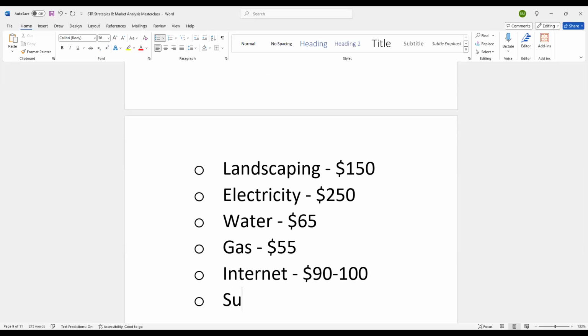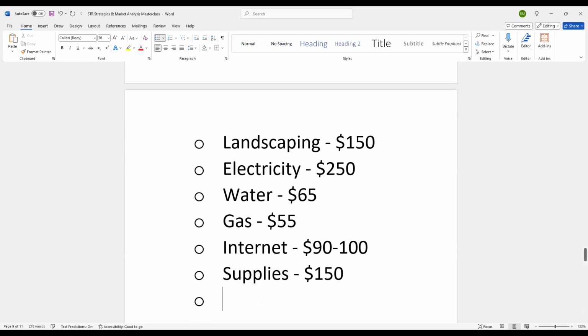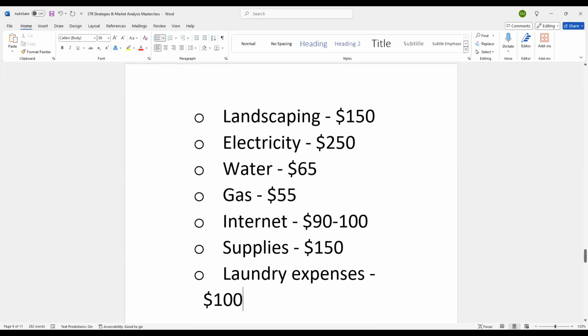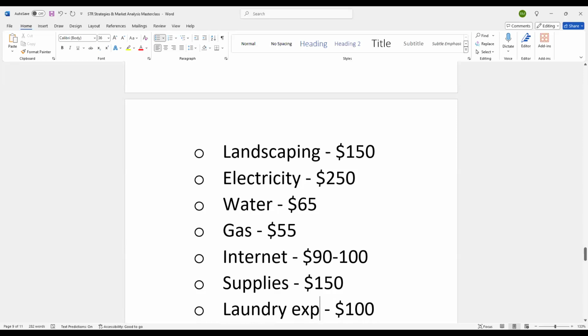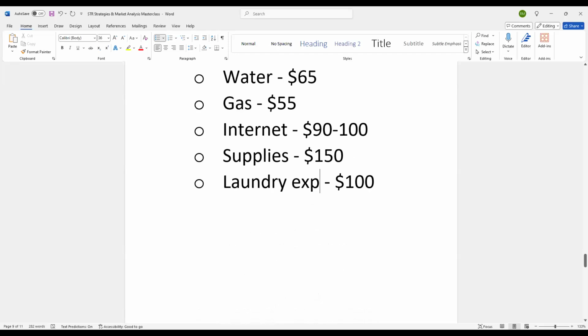You're also going to have supplies every month, right? We provide toilet paper, paper towels, soaps, all of the disposable items, bottles of water. So you've got a monthly expense with that. You will have a monthly laundry expense as well that you try to pass on to the guests, but you will have a little bit of an overlay of that, right? So just in this one example, and it takes some time obviously to do this, but you want to take the time. In this one example, I've got $85 for pest control, 150 for landscaping, 250 for electricity, 65 for water, 55 for gas, $100 for internet, 150 in supplies, 100 in laundry. So I'm at $955.